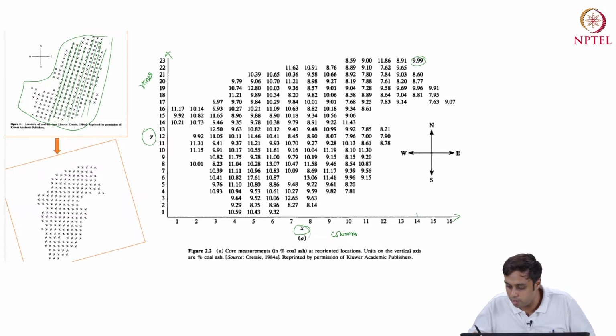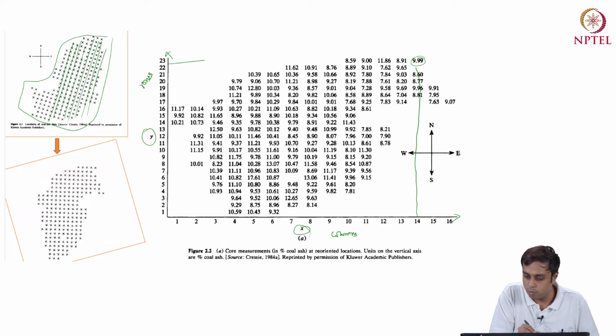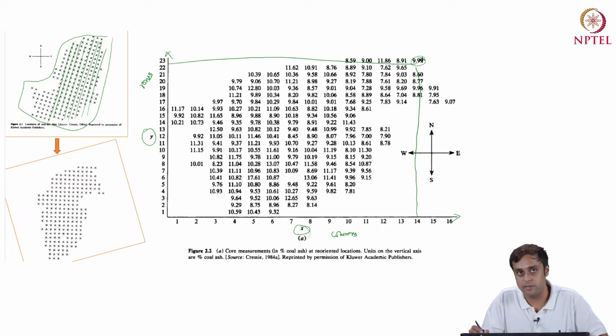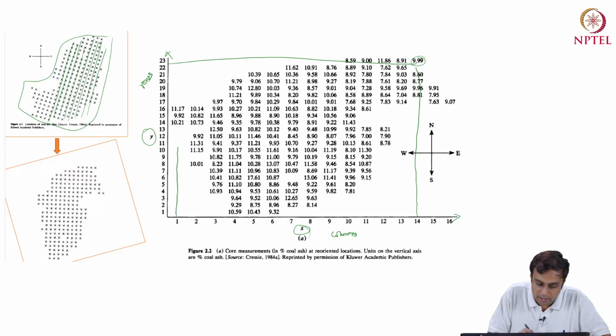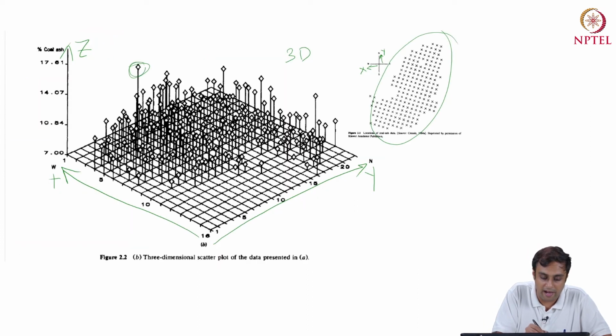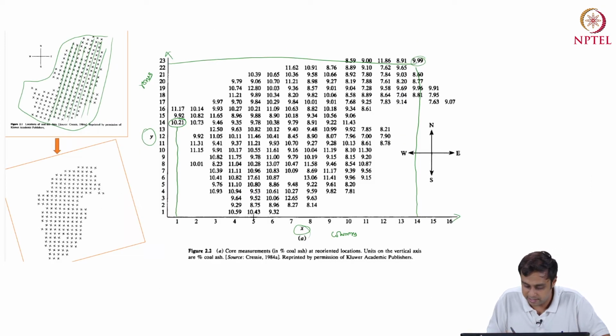So at column 14 and row 23, the coal that was dug out or that was sampled had 9.99% of coal ash, right? In column 1, row 14, you had a slightly higher percentage of coal ash, which is 10.21%. There are some locations where the coal ash percentage is quite high. I mean, we can go back and check. We saw a very high number here, which was closer to 17.6. Of course, that is to be found in the data set as well.